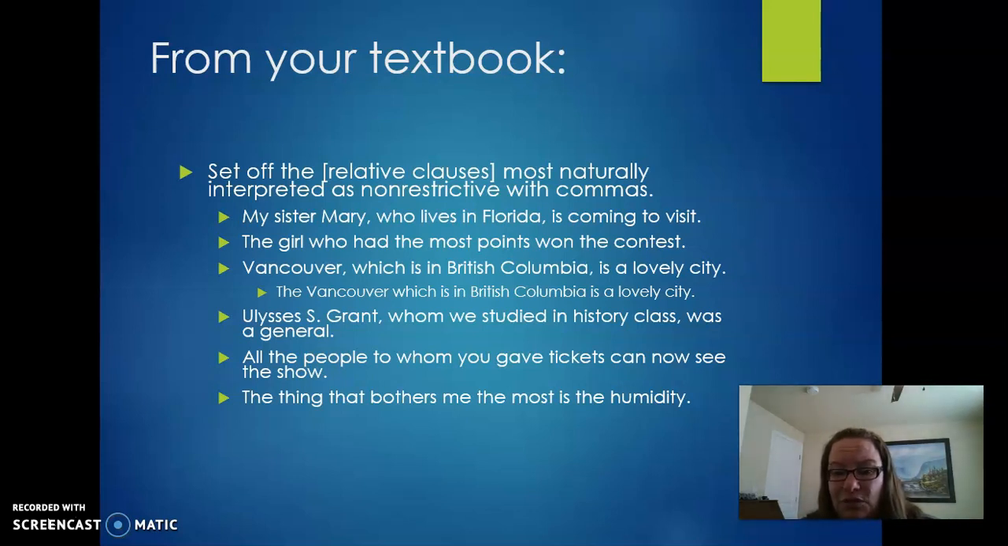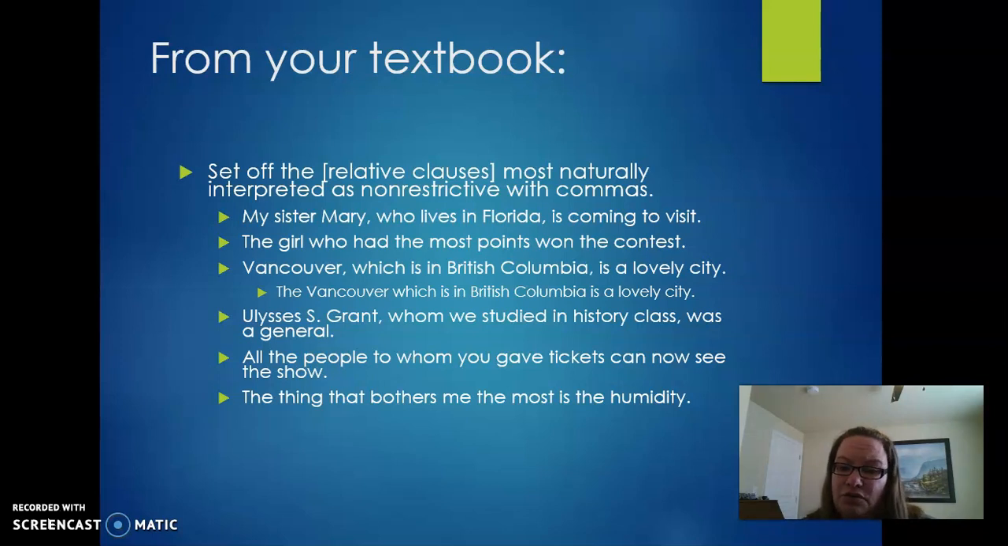So the only time when who lives in Florida in this sentence would be restrictive, would be if I actually had two sisters named Mary, and I needed to specify that it's the Mary who lives in Florida versus the Mary who lives in Texas. Okay, the girl who had the most points won the contest. Here we are giving information to narrow down which girl we're talking about, so no commas.